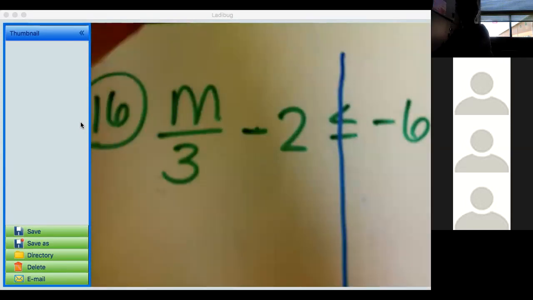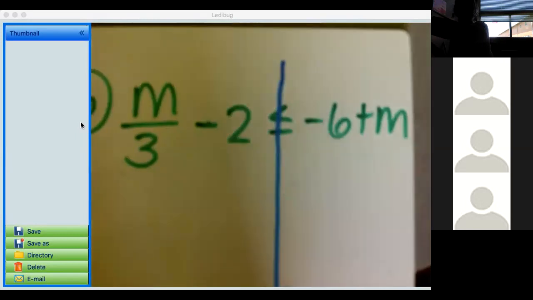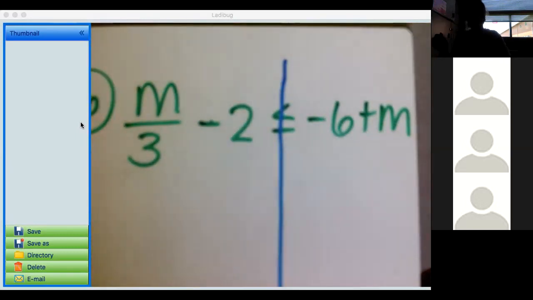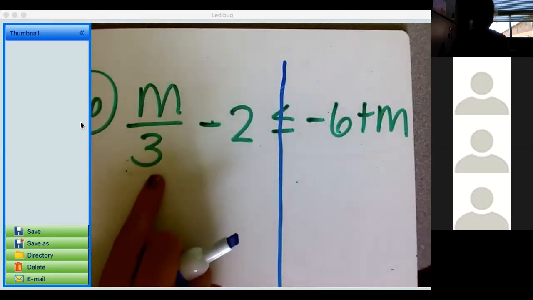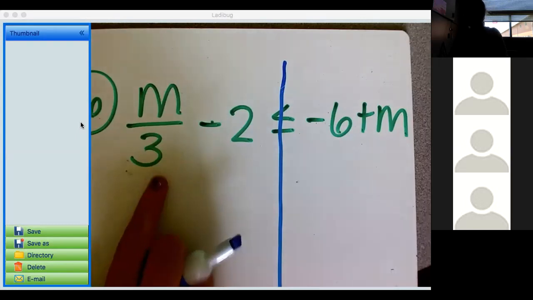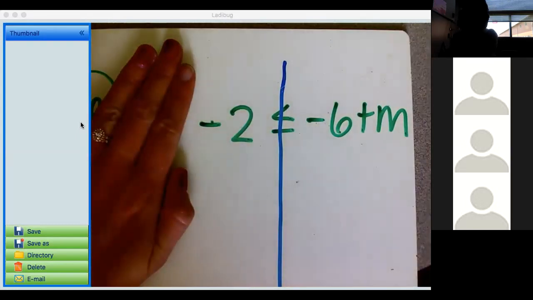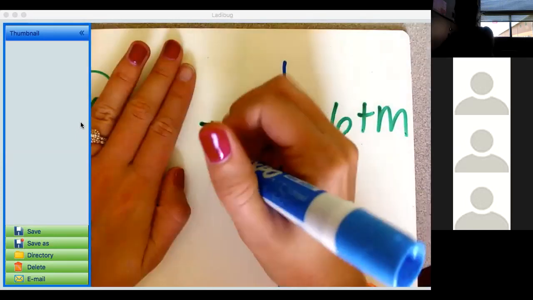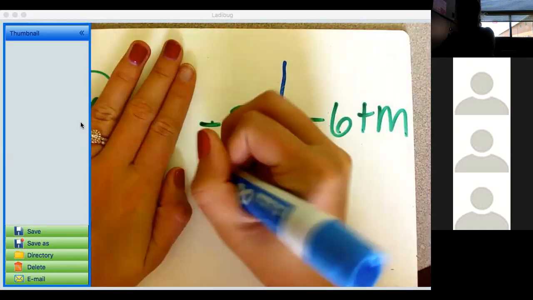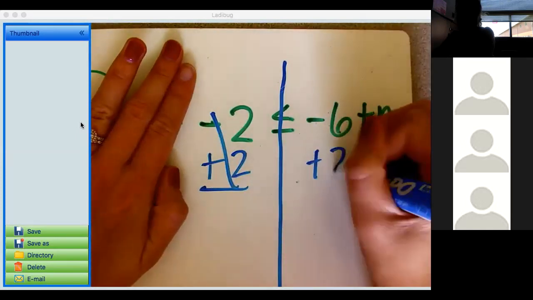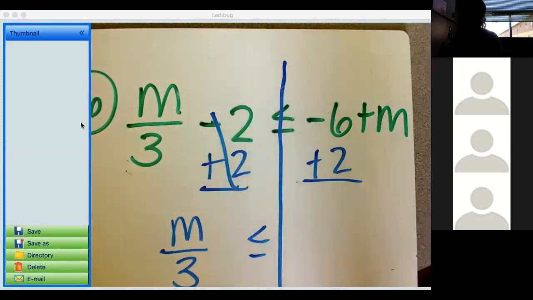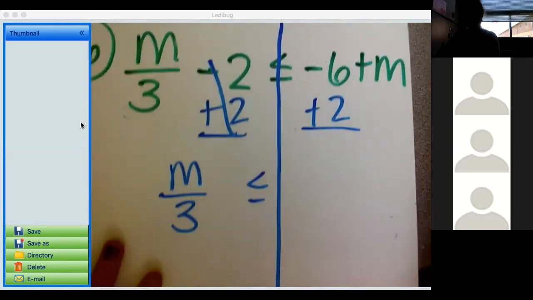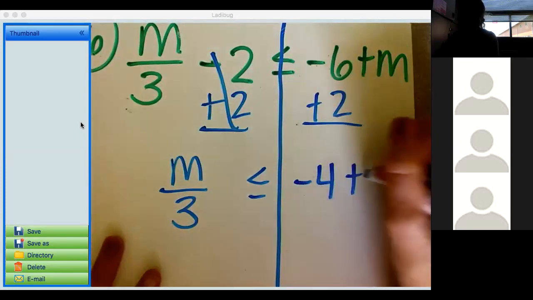If I go to cover the M, what is touching the M? I'm going to ask it again. I need to cover the M. So what is touching the M? What needs to get covered with the M right now? There we go. So what do we move first? No, y'all said we needed to move the 3. What do we need to move? Negative 2. How do you move a negative 2? There we go. Plus 2, plus 2. So this is going to be M over 3 less than or equal to, what's negative 6 plus 2? Negative 4 plus M.